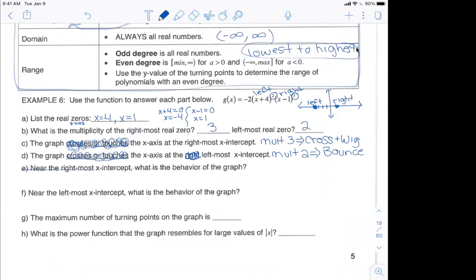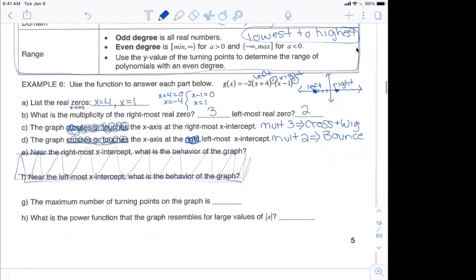We are not going to worry about parts E. We are not going to worry about parts F. Okay, cross those out. The maximum number of turning points of the graph is, I already told you above, if you look under turning points in that section, it's going to be n minus 1, otherwise known as degree minus 1. If you add the 2 plus the 3 from the multiplicity, the degree is 5, and 5 minus 1 is 4. That's all you have to do.